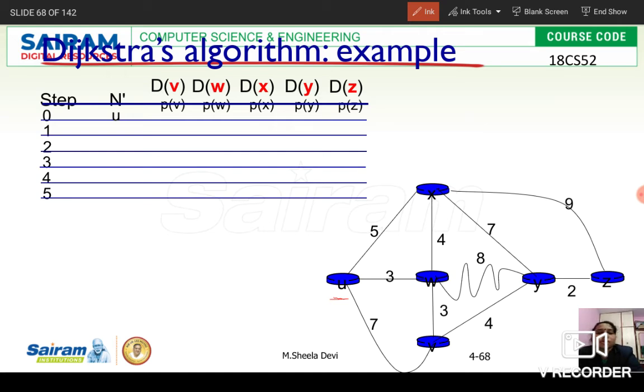What is the first step? As we said in the algorithm, first we have to check whether the source node is adjacent to the destination. So we have mentioned all the nodes. All the other nodes are v, w, x, y and z. For every node we have to calculate the distance of v from the source node, and the previous node to reach the destination. So for all the nodes we have to take like this.